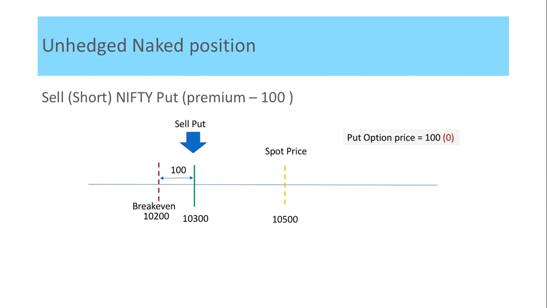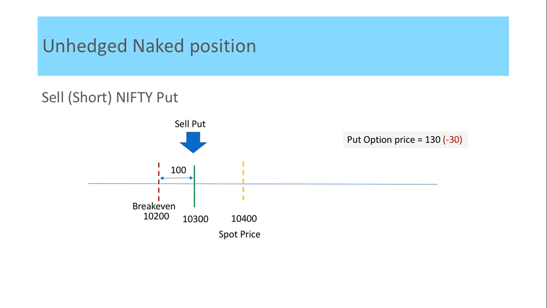Let's say the current Nifty spot price is 10,500 and I want to write a Nifty put at 10,300 at a premium of 100 bucks. This figure in red here represents my running profit and loss for this trade. Now let's assume the spot price moves against me as a seller and comes closer to the strike price.